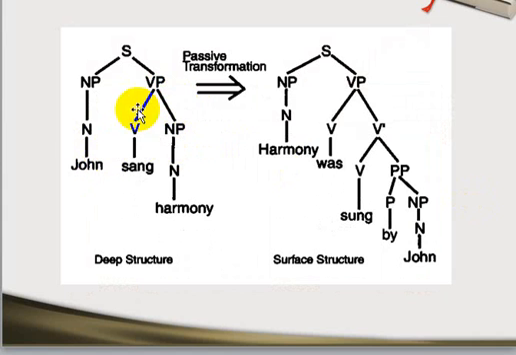This is the last one. Passive transformation. John sang harmony. This is deep structure. And harmony was sung by John. Surface structure.